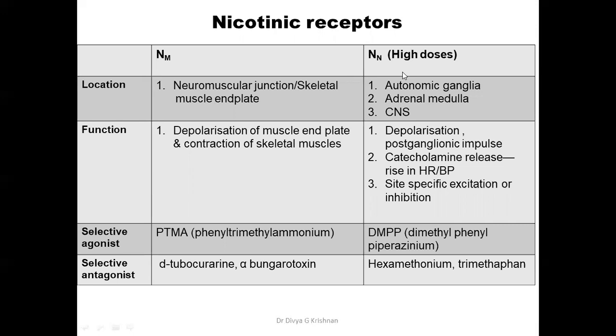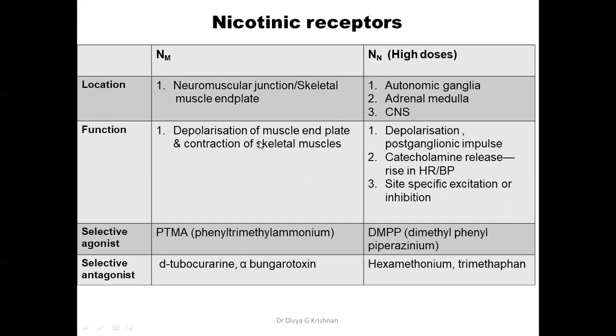Before that, just remember that acetylcholine, the neurotransmitter of the cholinergic system, will act on the nicotinic receptors only at high concentration. That is one important thing that you have to remember. Only at high concentration will it act on the nicotinic receptors. Otherwise, it will have the muscarinic actions only. So the NM receptor is present on the neuromuscular junction or the skeletal muscle end plate, and it causes the contraction of the skeletal muscles.